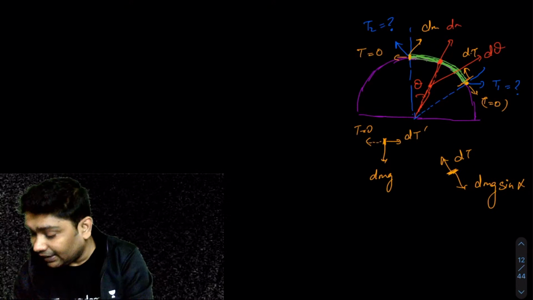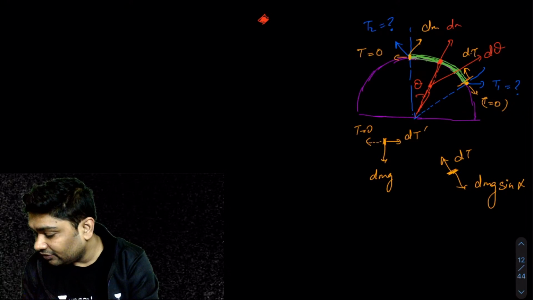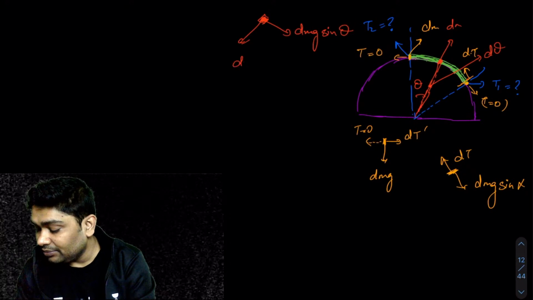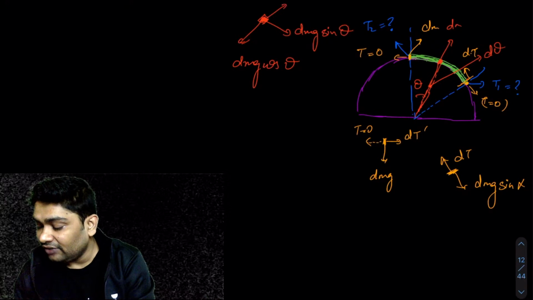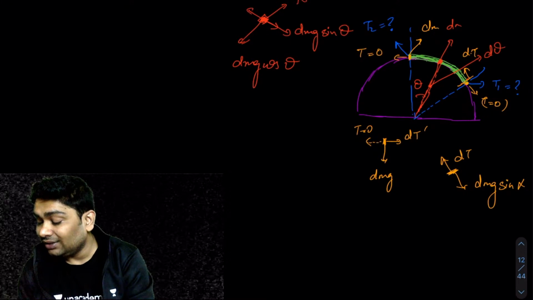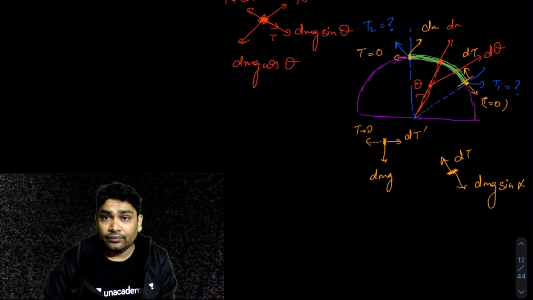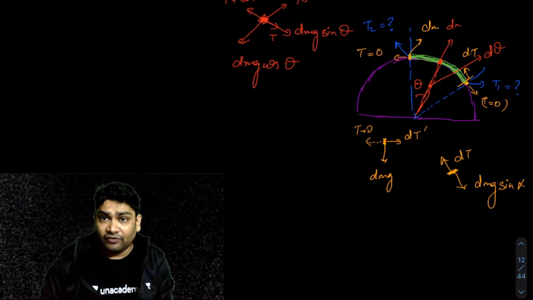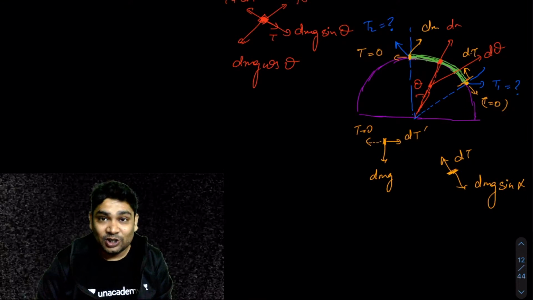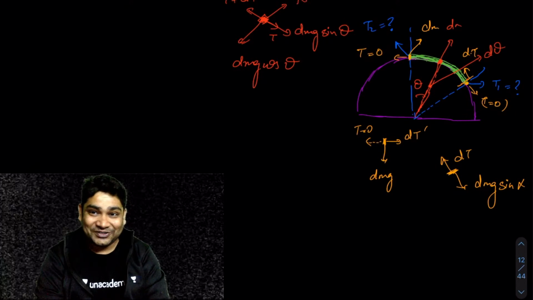Now if I draw the FBD of that dm, what will I get? I will have here dmg sine of theta, then dmg cos of theta, then some N, and let's say some tension here and some tension here. Let's call those T and T plus dT. So it would feel a net upward force because the acceleration has to be less than g sine theta. So tangentially, the tension on the upper portion should be greater.